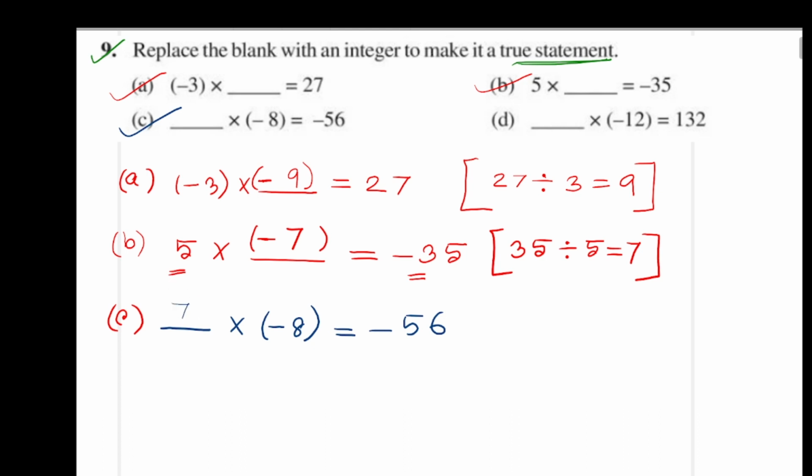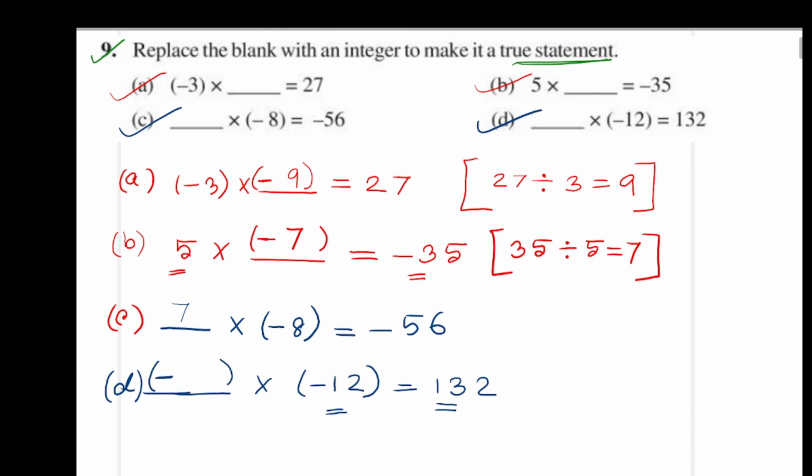Okay, the last question for today's class is D: dash into minus 12 equals 132. So definitely the answer is positive and this is negative, so definitely this number should be negative. Now 132, you just divide it by 12. You can apply the simplest form also. 2 sixes are 12, 2 sixes are 12, then 2 sixes are 12. Now 6 ones are 6, 6 elevens are 66. So what will be the answer? Minus 11. This way you can simplify.